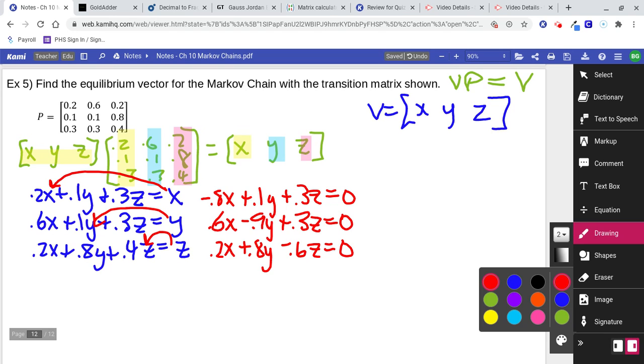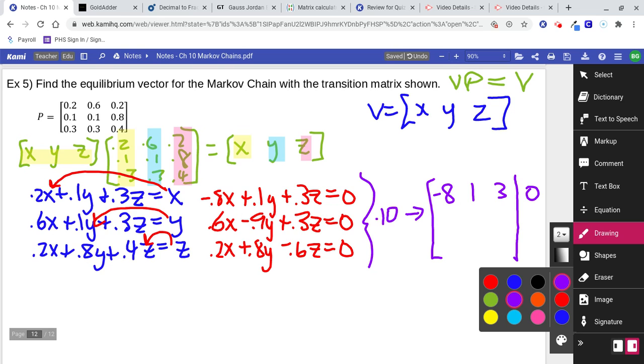Okay. Now we could have multiplied by 10, and in fact, that's what I'm going to do. It doesn't matter if you did that a minute ago or did that now. I'm actually going to do two things. I'm going to multiply all these numbers by 10, and I'm also going to take out the variables. So let's go ahead and do the augmented matrix. We'd have negative 8, 1, 3, 0, 6, negative 9, 3, 0, 2, 8, negative 6, and 0.